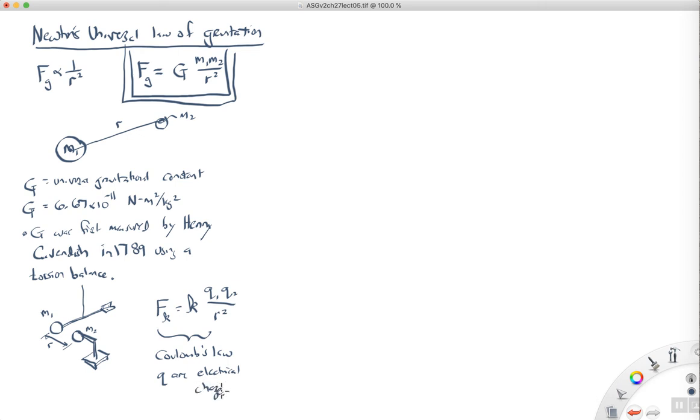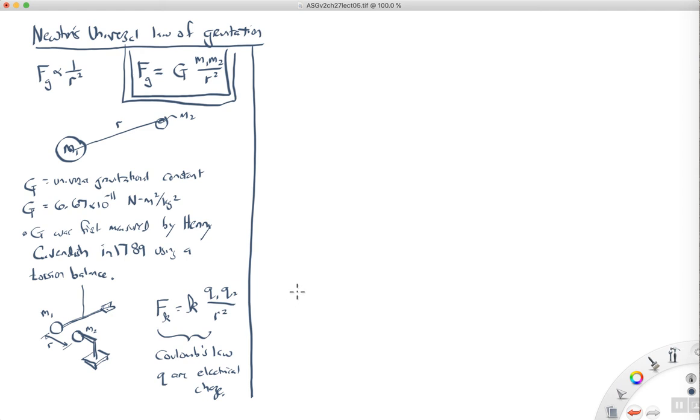So the mathematical form, they're both inverse squared laws. They have different constants. This is the universal gravitational constant. This is the Coulomb constant. And whereas Newton's law of gravity includes masses, this includes charges. Otherwise, they look remarkably the same. Okay.